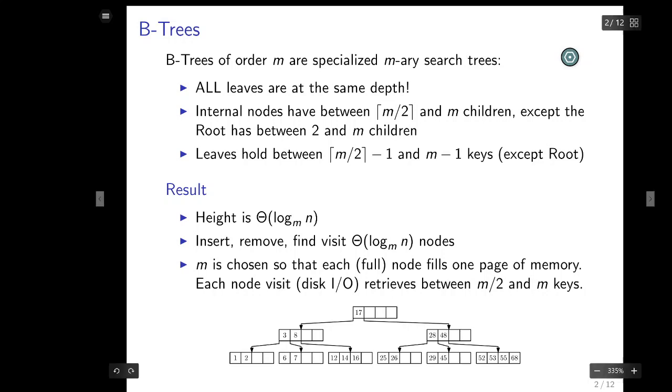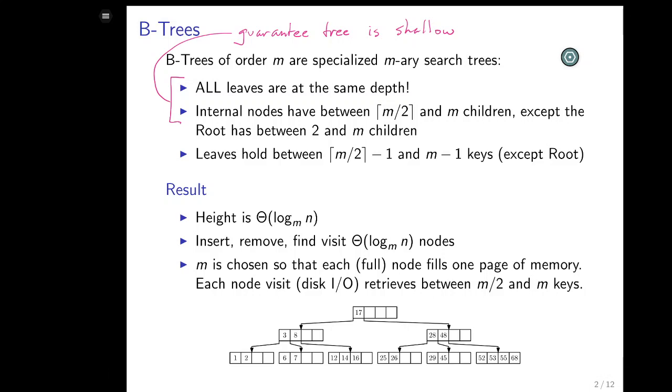And these two properties are enough to guarantee the tree is shallow. Just like AVL trees had a height condition on their siblings. The height had to be within one of each other. And that was enough to guarantee that there was balance. Here, these two properties guarantee that the tree is balanced. It's a different property. It's actually interesting. And it's the basis for B trees.